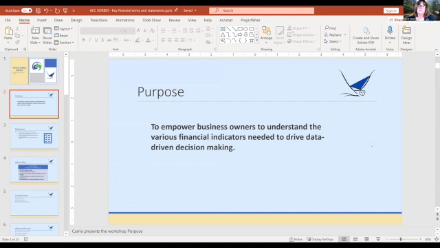Our purpose today is to empower business owners to understand the various financial indicators that are needed to drive data-driven decision making. Obviously, as business owners, we are asked a lot of questions about how well our business is doing, primarily from people who we are either trying to buy something from or we are trying to ask for money. So in effect, we're buying money. But what we really want business owners to feel good about is being able to know how to get the information and where to get that information in answering those questions.